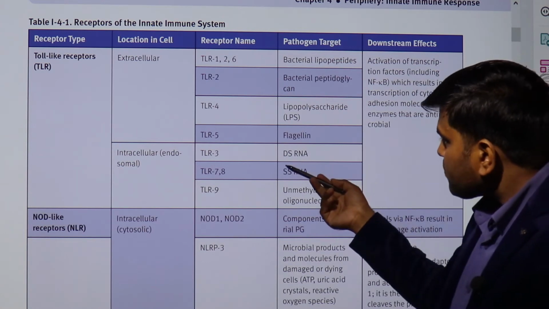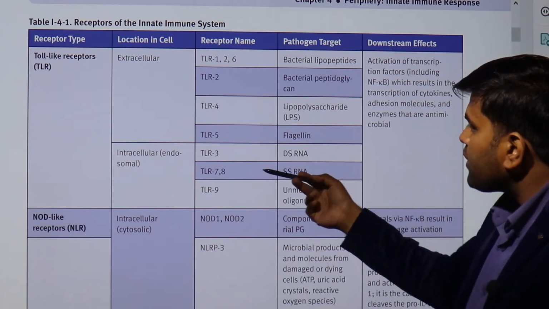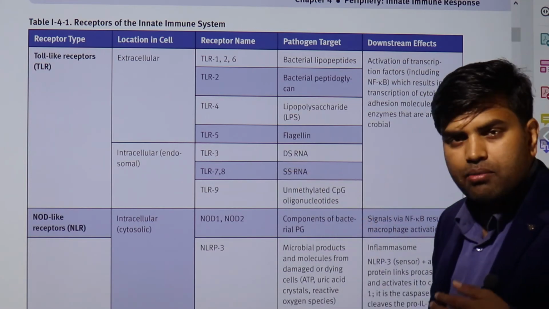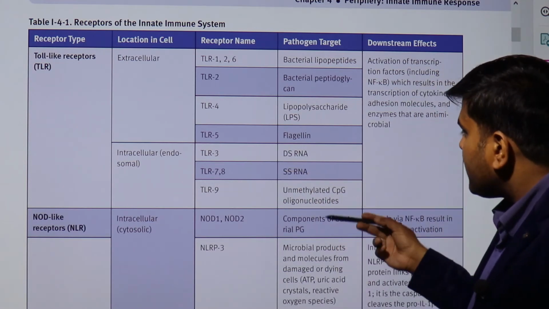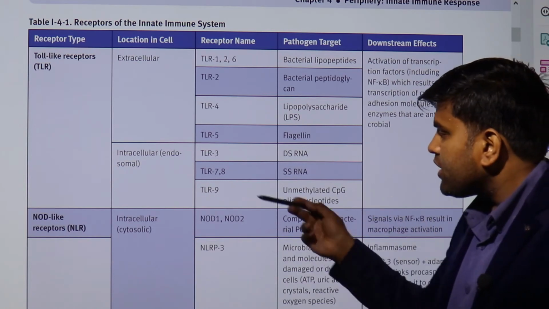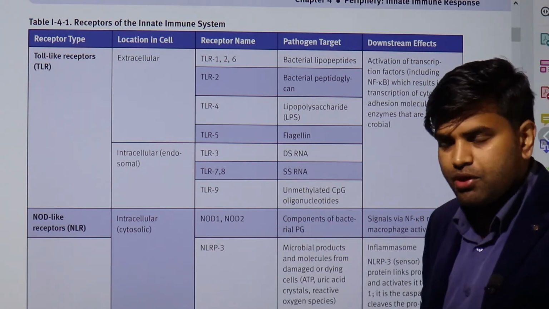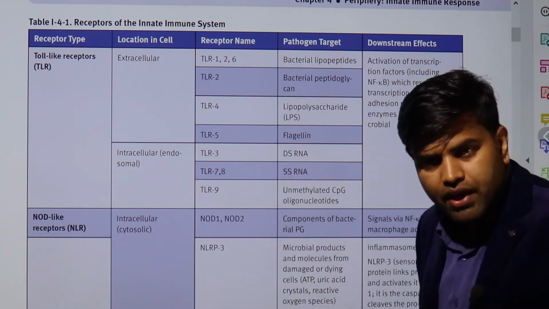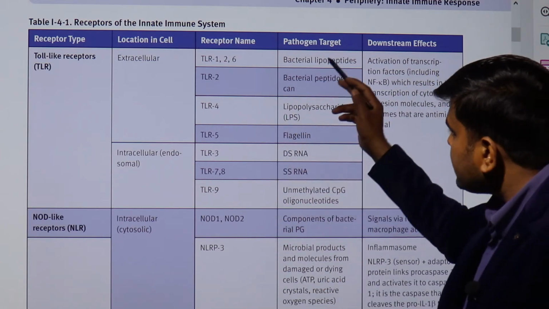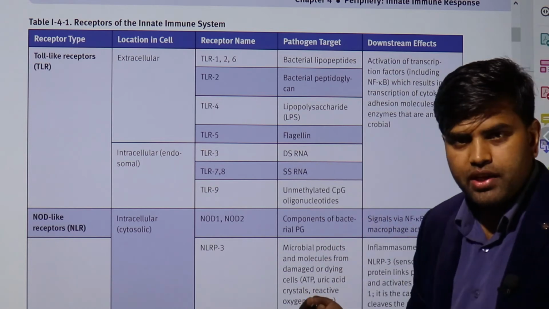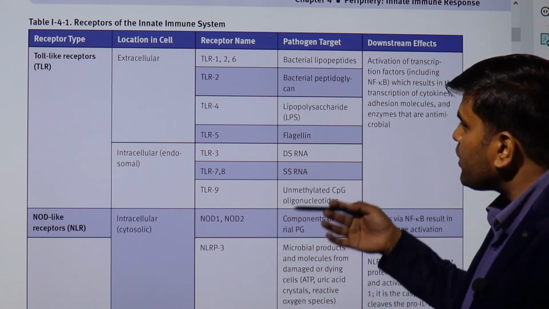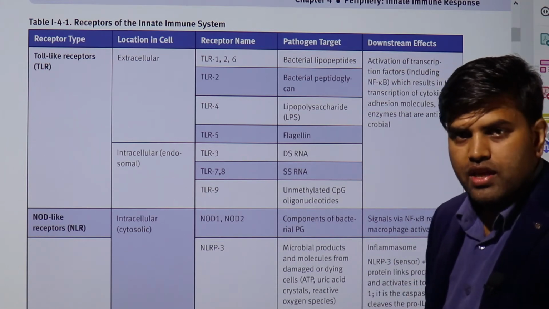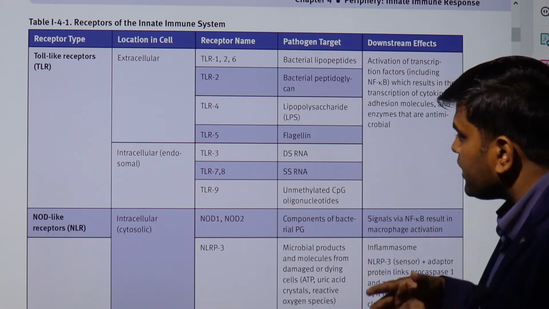Then for the viral portion, double-stranded RNA will be detected by toll-like receptor 3. Single-stranded RNA will be detected by toll-like receptor 7 and 8. Unmethylated CpG oligonucleotide will be detected by toll-like receptor 9. So these receptors are present on your phagocytic and immune cells, and these components of the foreign body, the bacteria and virus, will be detected by them, and they will activate your cell and try to clear the infection.